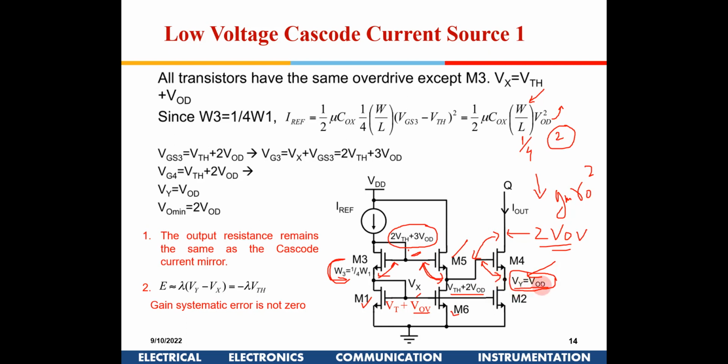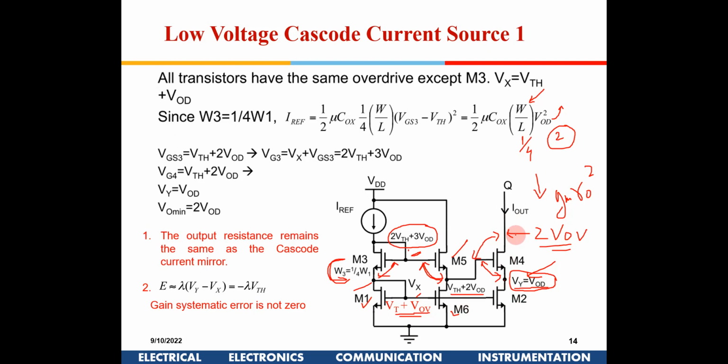So I have VY is equal to VOD, right? So now VY. What about VX? VX is VT plus VOV. So now we have introduced a systematic error, right? So this circuit has a problem of having systematic error, but the total voltage requirement here is lesser. Is it okay with all of you?